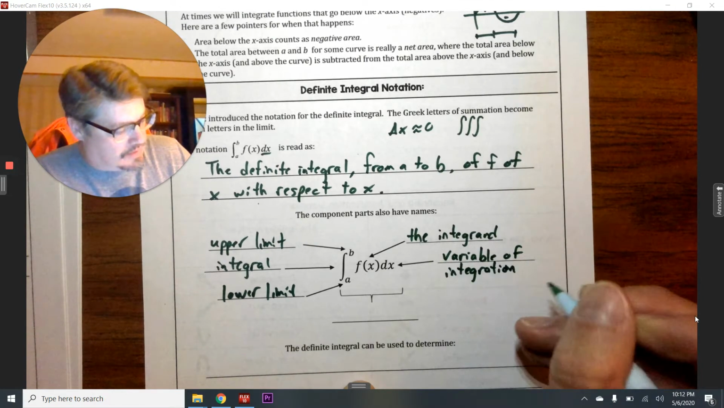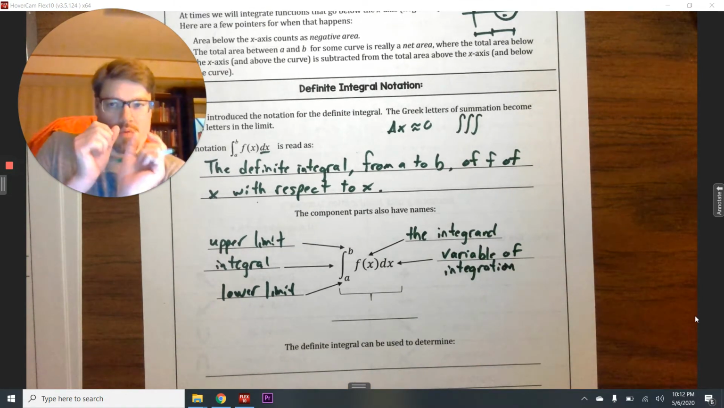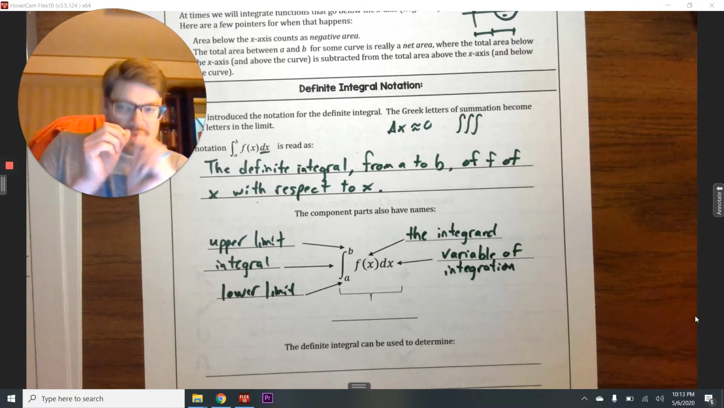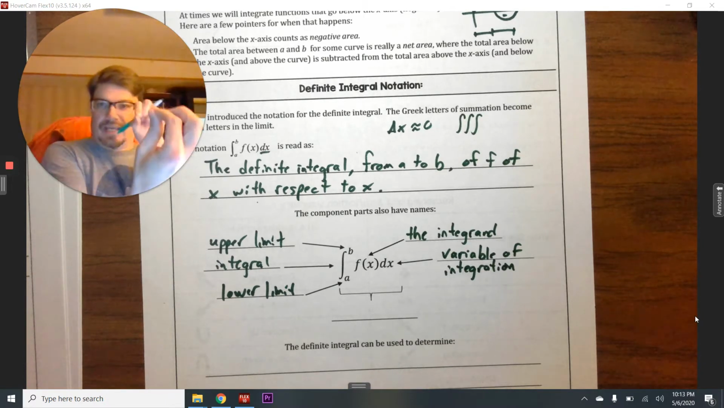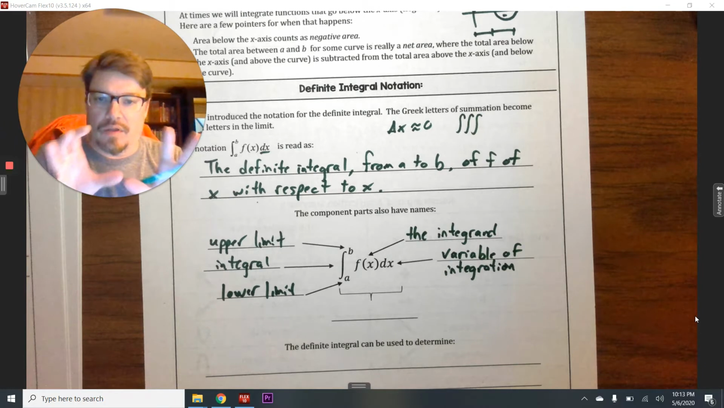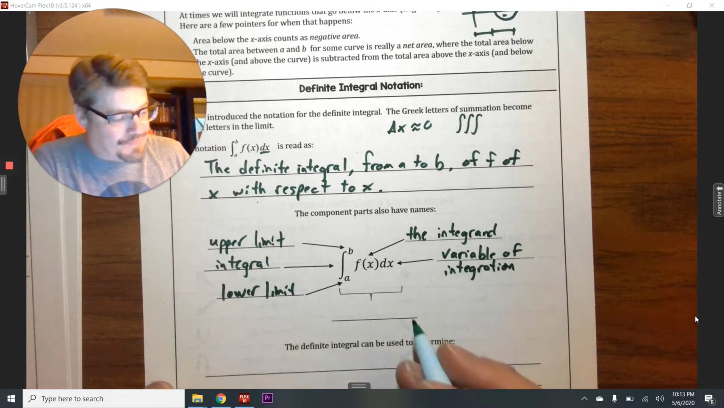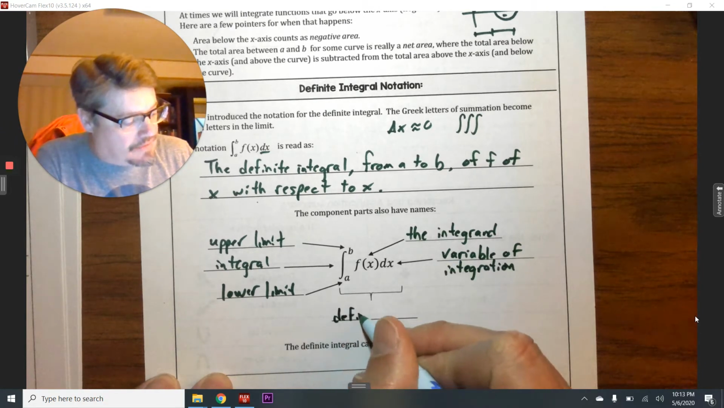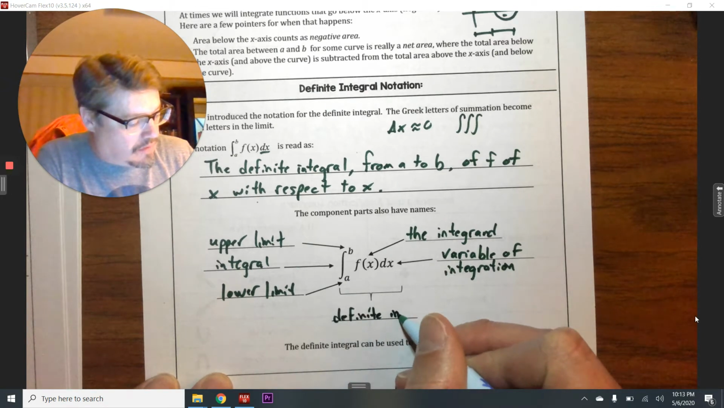Okay, so the variable of integration just means where are we coming from? Is the width x? Is the width y? Or is the width z? It all depends on what you're going to do. And the whole thing together is called a definite integral.